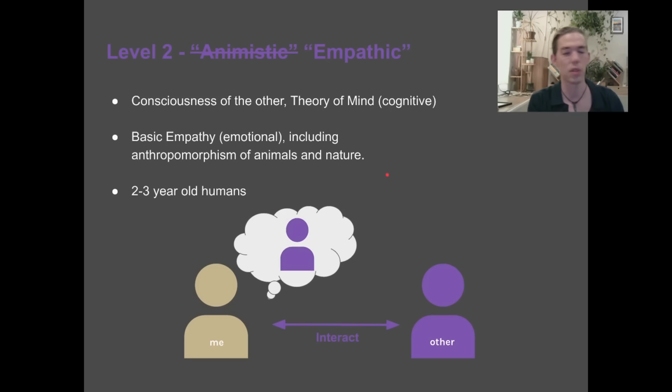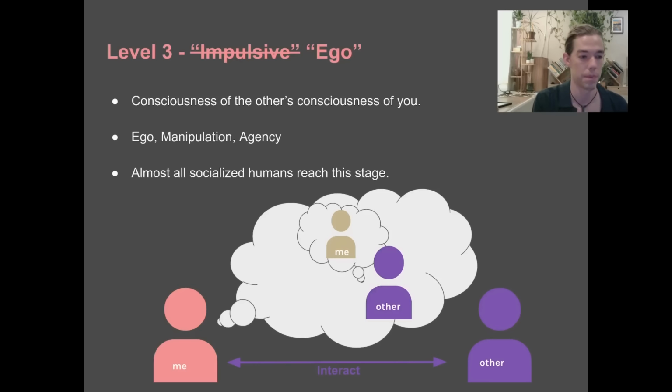That's level 2. It's also associated with anthropomorphism of animals and nature. This is why it was called animistic in the original one. It's talking about an animistic society. This includes concepts like the mountain is angry, so we have to do this. It is imparting a mind onto the other.